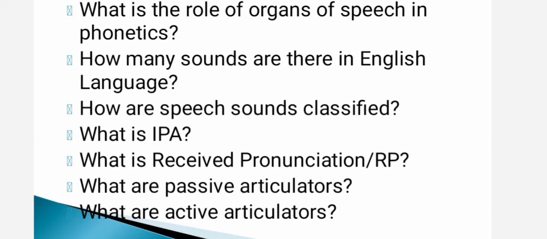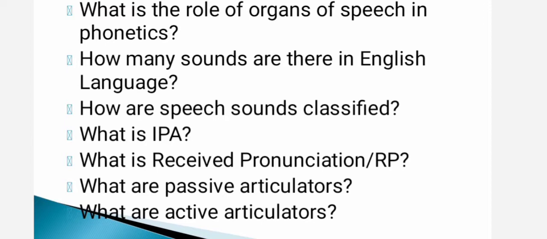Next, when we say passive articulator, immediately the question is, what are active articulators? The active articulators are the lower lip and the tongue. The name itself gives the meaning.